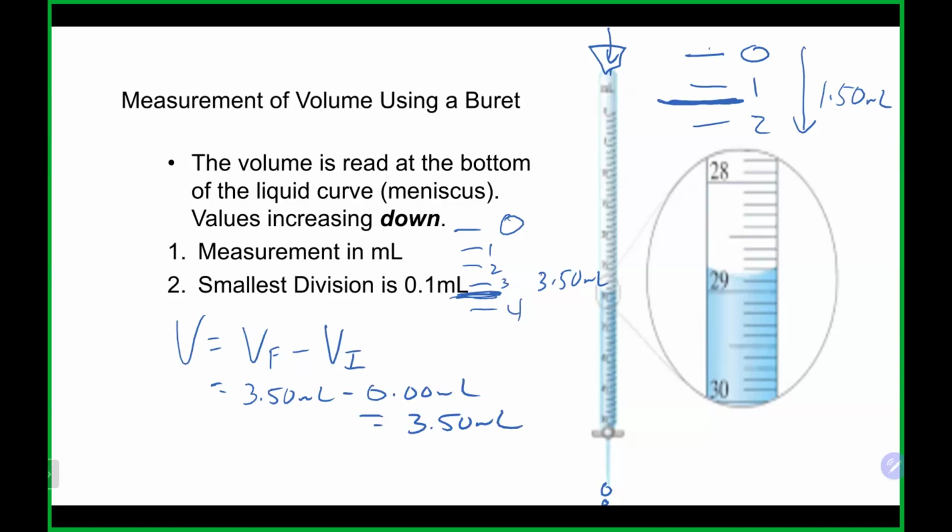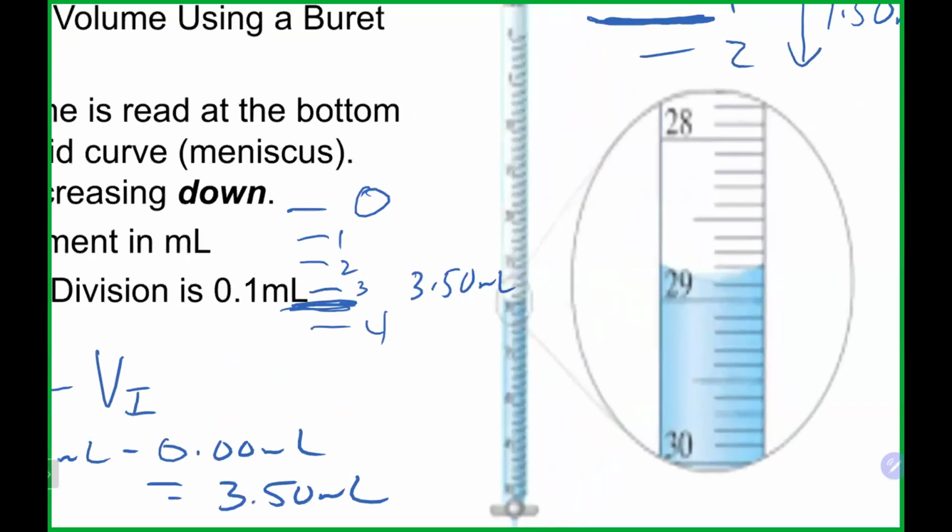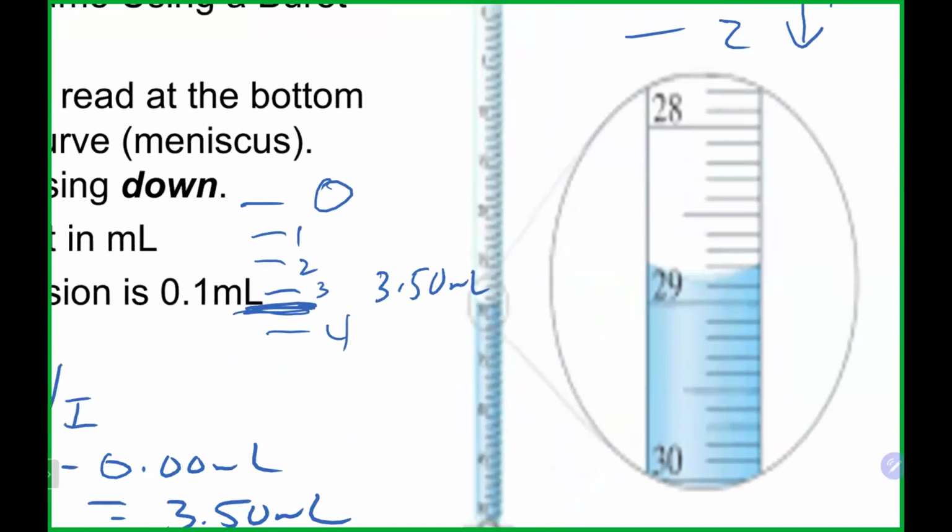So if you have something like a burette, it does actually increase as you go down. So for example, if we look at this one here, that is 28 and that is 29.